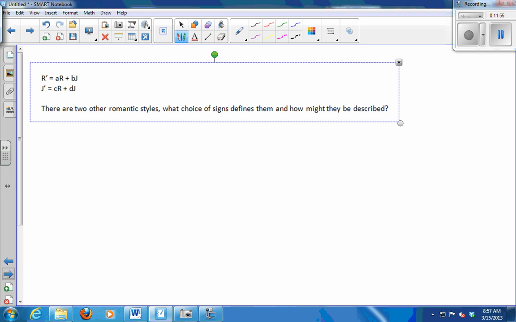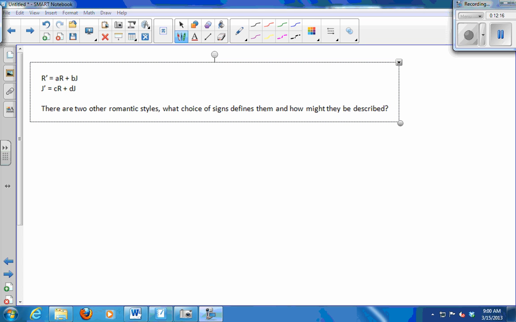There's two other romantic styles. I want you, in your groups, to figure out what are the choice of signs that define them. So we did both positive. We did one positive, one negative. So there's two more. And how would you describe them? Describe them and give them a name.